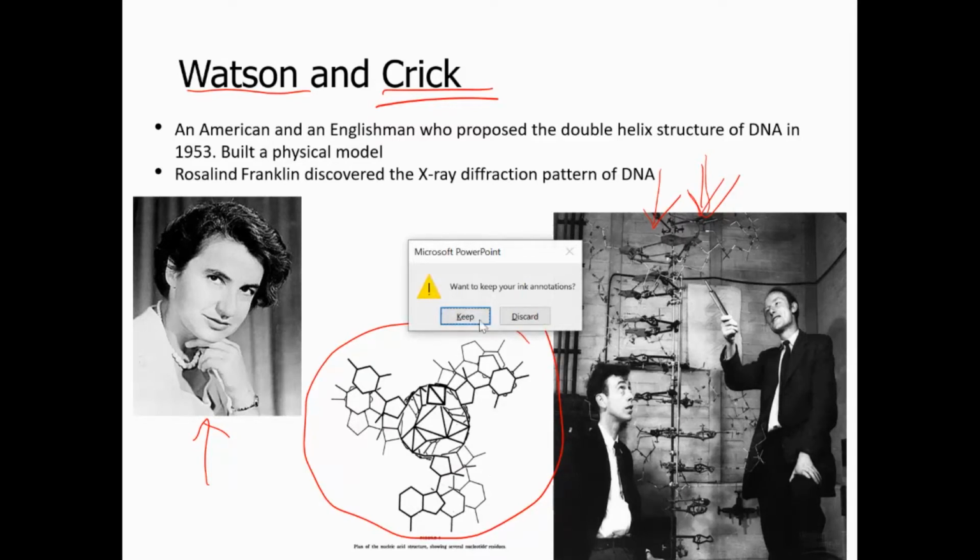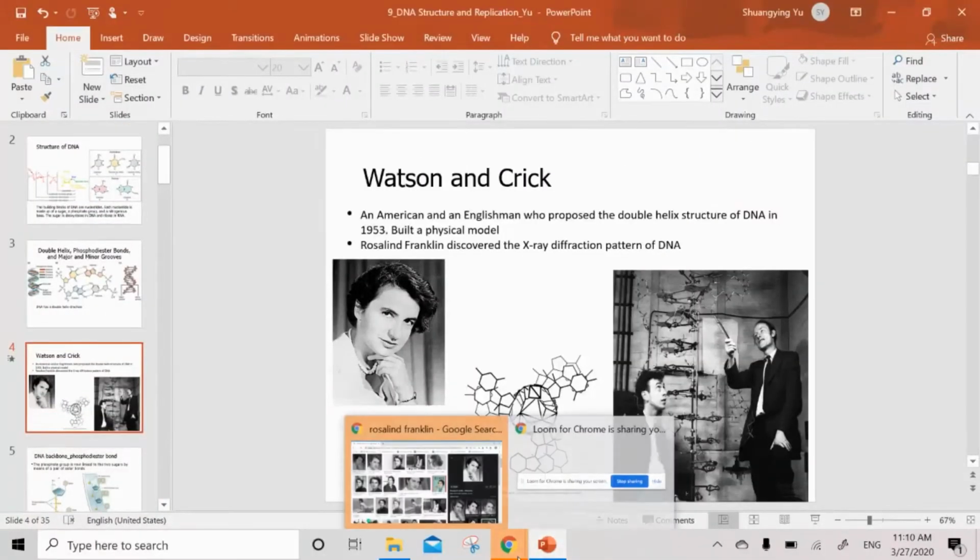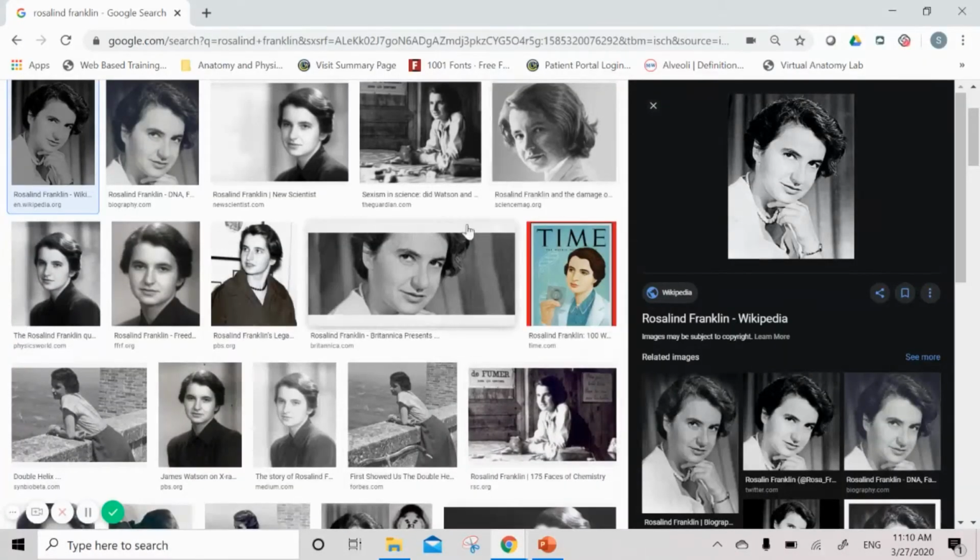was, oh, I don't want to do that. You know what, I'm going to discard. So the pictures that you saw right here, these are actually Rosalind Franklin. Yes, I was looking for her picture.